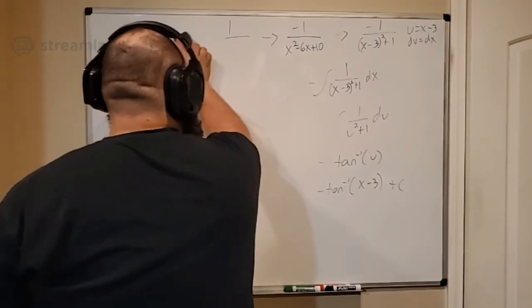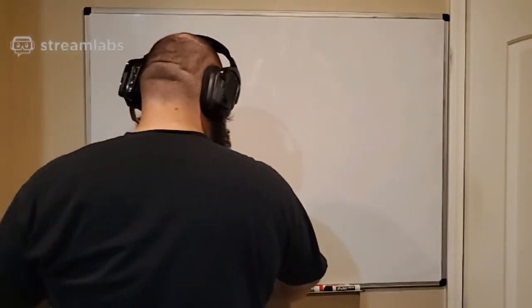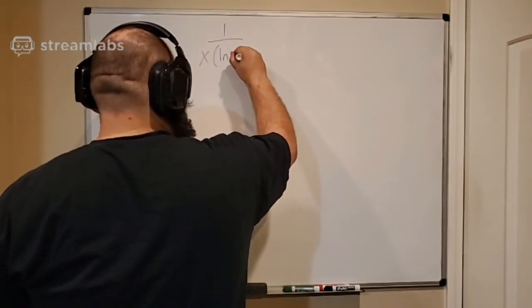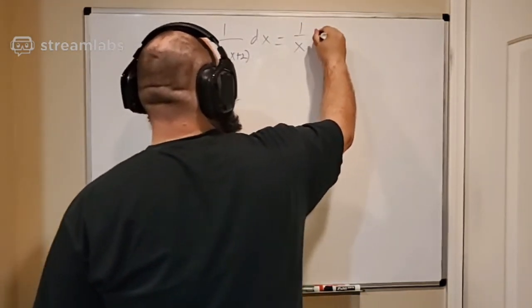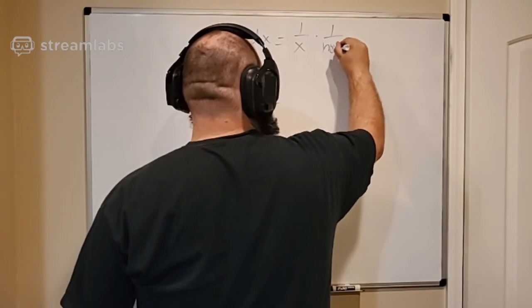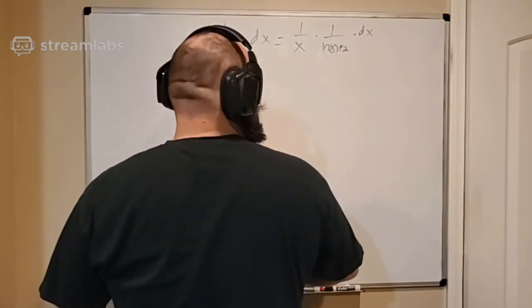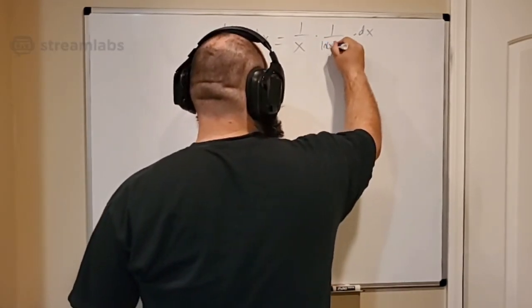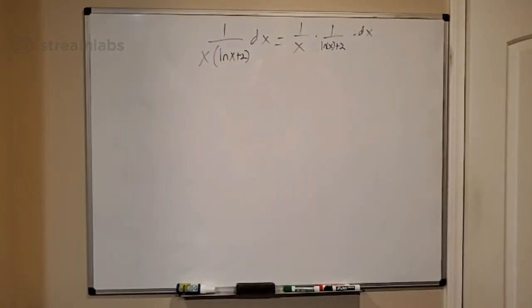So remember, this is equal to 1 over X times ln X plus 2. I can write this out as 1 over X times 1 over ln X plus 2 times dx. So break it up into smaller pieces so you can see what those pieces are. Notice you cannot break up the ln X plus 2, or 2 plus ln X, doesn't matter how you write it. You can't break that up into multiple fractions. That is a denominator in and of itself.